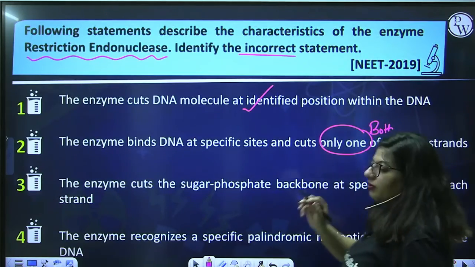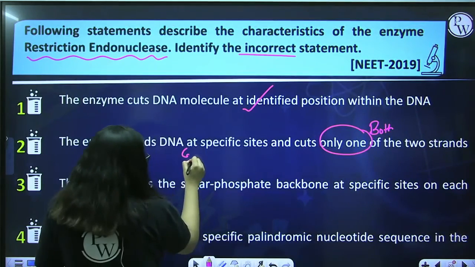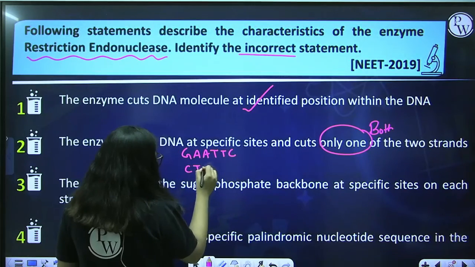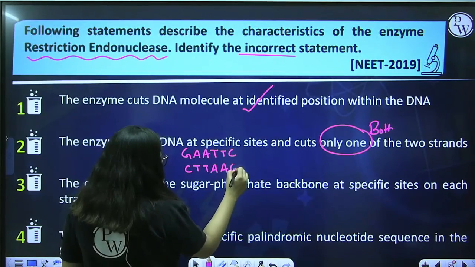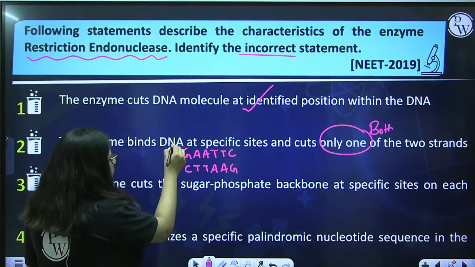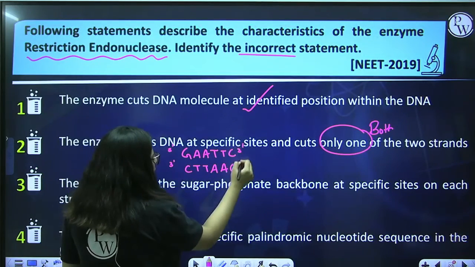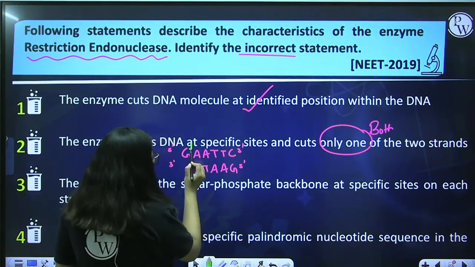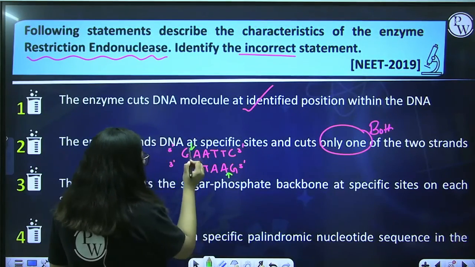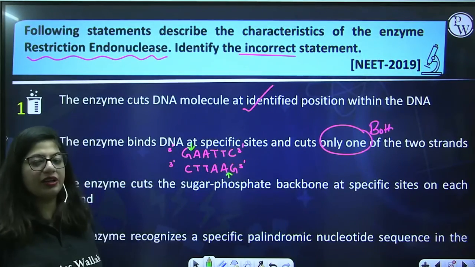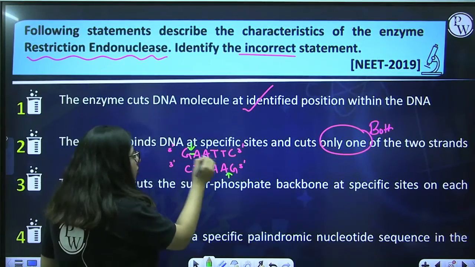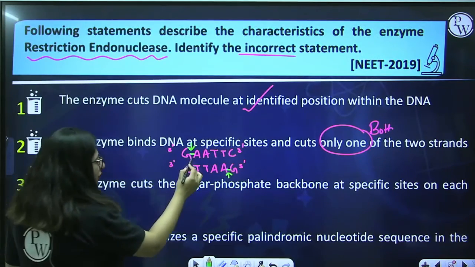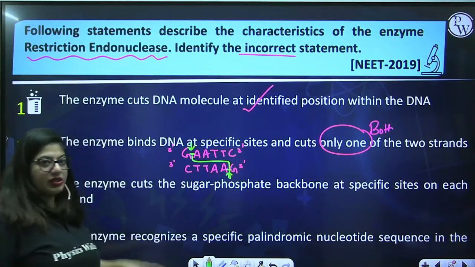If you remember, we have done GAA-TTC. This is a sequence of DNA which is recognized by EcoR1, and it will always cut here and here. That means the restriction site is on both these strands. It will be cutting the phosphodiester bond of both these strands, not the single strand. That's why the complete piece of DNA will get out. So that's the incorrect one.